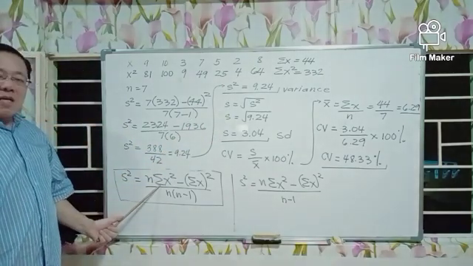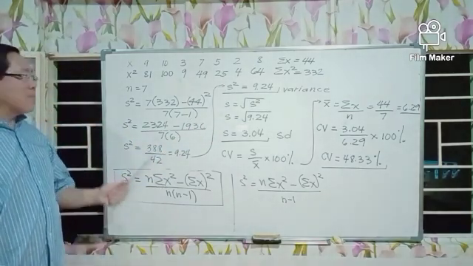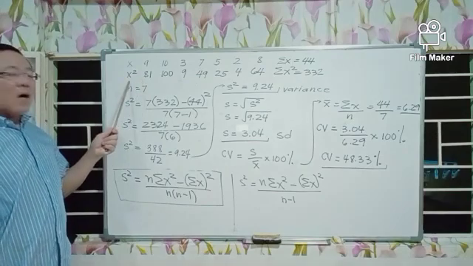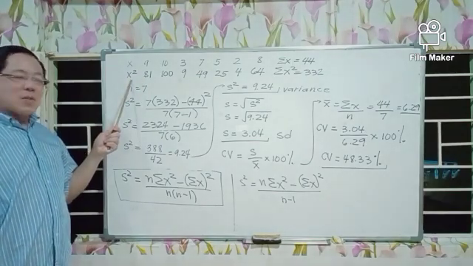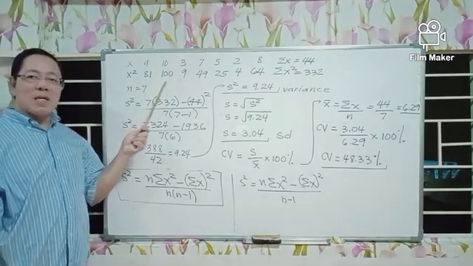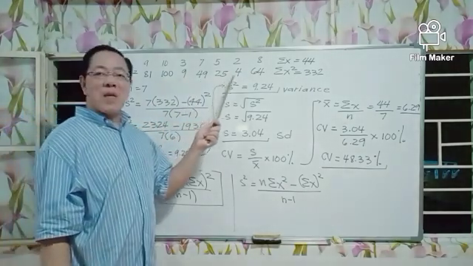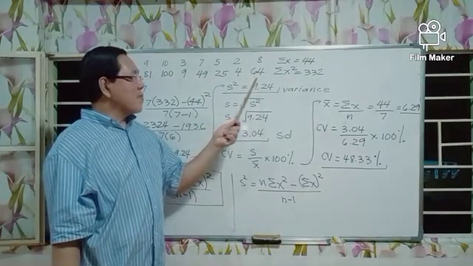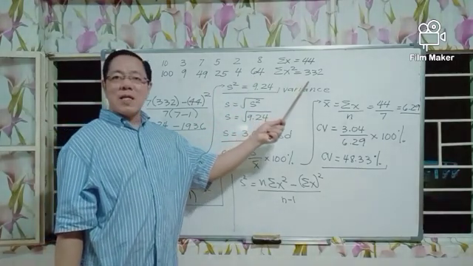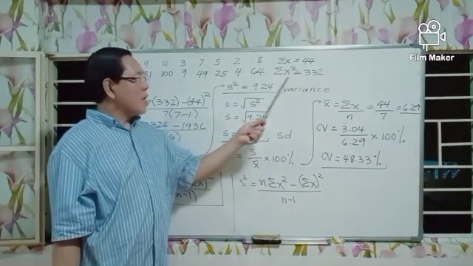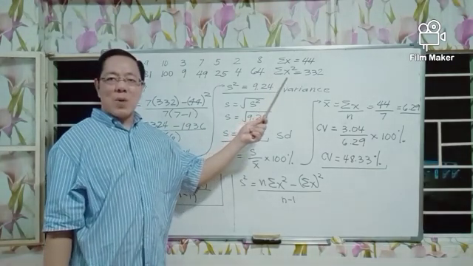Now we can get the summation of x squared by simply adding the square of x values: 81 plus 100 plus 9 plus 49 plus 25 plus 4 plus 64, and you should get 332. And that's the summation of x squared.